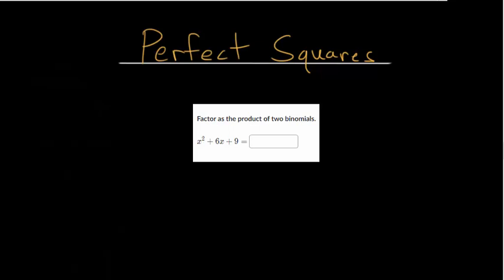In this video, I'd like to talk about how to factor perfect squares. So you're going to be given this quadratic expression, and we need to factor it as a product of two binomials. But since it's a perfect square, those two binomials will actually be the same expression. So you have a couple different methods to approach these.